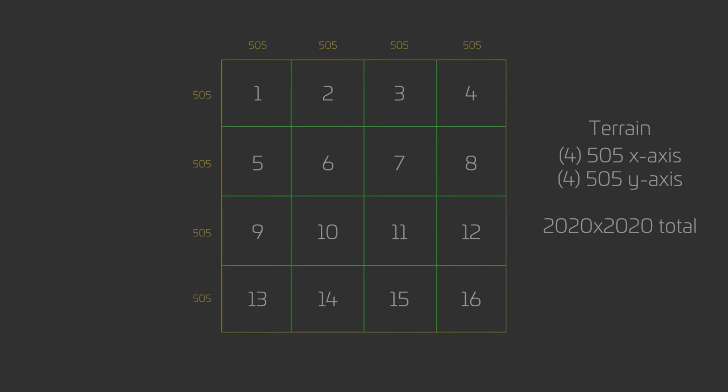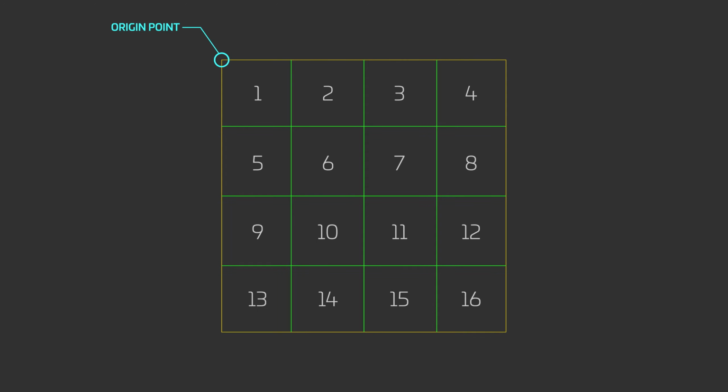Now that our terrain has been split and exported, let's look back at this graphic. You may have noticed that tile number 1 is in the top left. It is in this location because the top left corner is the origin point at which UE4 imports the terrain. This is one of the reasons why we must flip the Y coordinates for all Unreal Engine 4 landscapes.